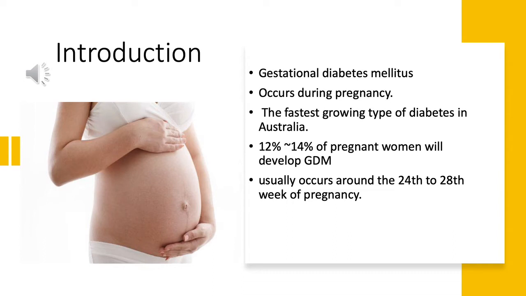Between 12% and 14% of pregnant women will develop GDM. All pregnant women should be tested for gestational diabetes at 24 to 28 weeks of pregnancy. Women who have risk factors for gestational diabetes should be tested earlier in their pregnancy.